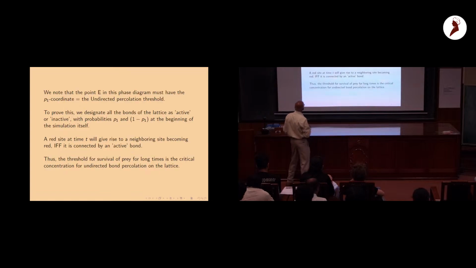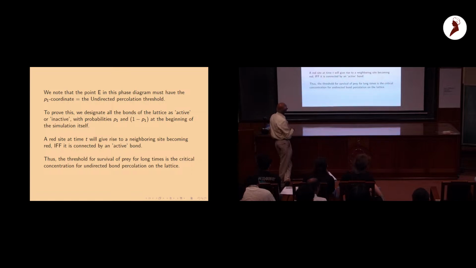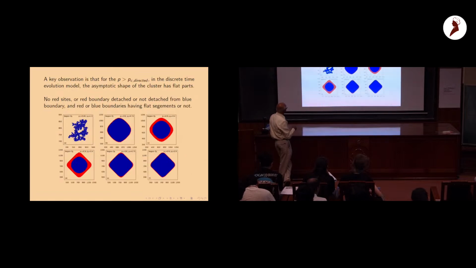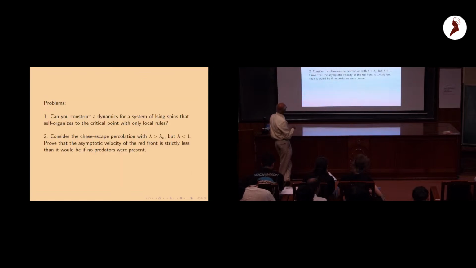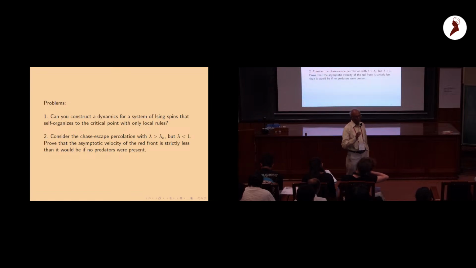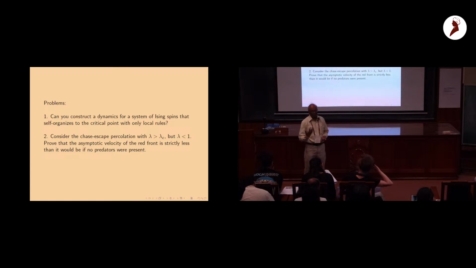Okay, very good. So point E, the P1 coordinate, is the undirected percolation threshold. So we did this for undirected percolation. We found a model in which the system finds its own critical point. It goes to its critical point by itself. There is a little bit of sloppiness involved in these words, but you understand in which sense I mean it.